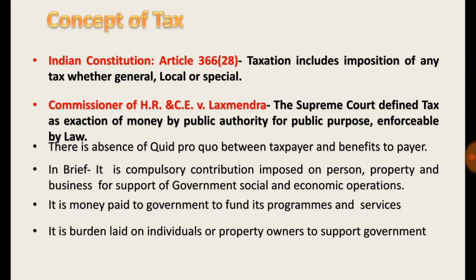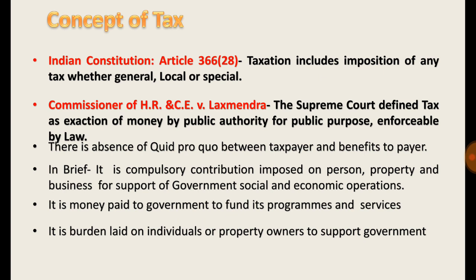So friends, in this definition also the Supreme Court provides that tax is nothing but the exaction of money by a public authority from the public. It means exaction of money is nothing but taking the money from the public, for a public purpose, and this is a compulsory exaction. Nobody can refuse to pay tax. If that person is liable to pay tax, he has to pay, and if that person fails or denies to pay, penalties can be imposed. Therefore it is called a compulsory tax, and it is enforceable by law.